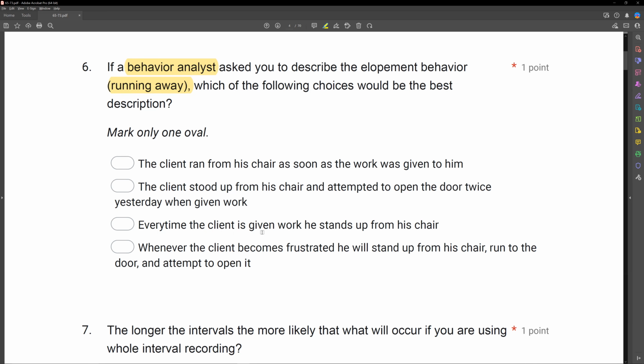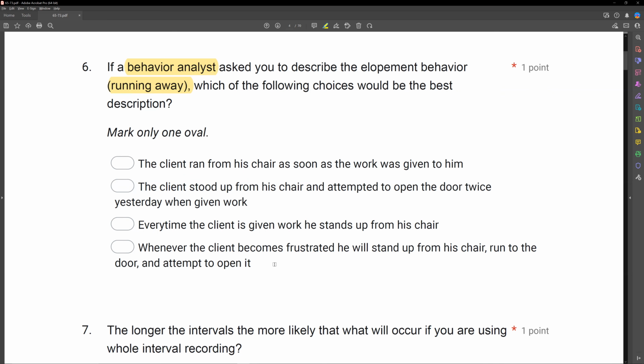C, every time the client is given work, he stands up from his chair. Okay, so at least we have a measurement, but it's very similar to A. Still not very detailed, right? He's just standing up. Again, in B, we get this picture, right? He's given work. He gets up from his chair. He attempts to open the door, and it happened twice yesterday. It's really painting that picture.